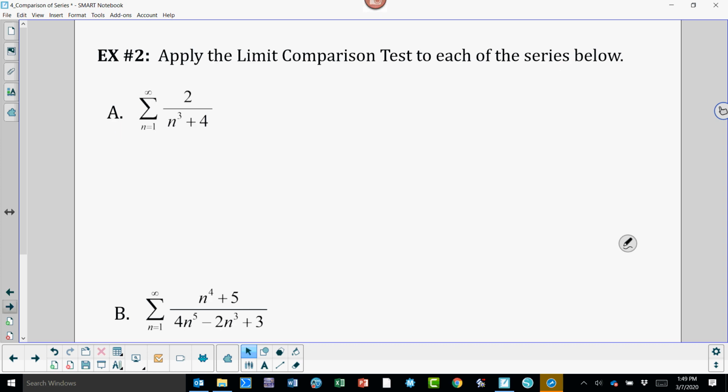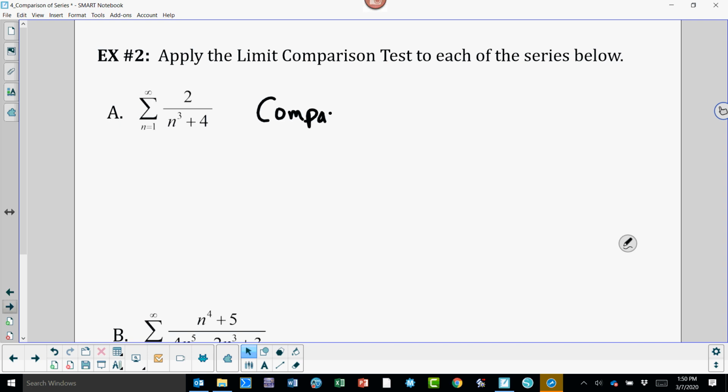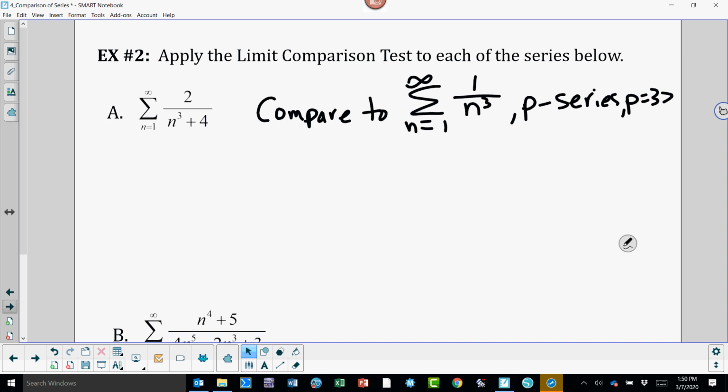So let's do that. You're going to see this takes up way less room. I still have to say what the comparison series does, that it converges or diverges, and then I just take this limit. If it's finite and positive, they both do the same thing. So this is again one I am going to compare to the sum from n equals 1 to infinity of 1 over n cubed. Ignore all the numbers and everything and just pick that power. We know that this is a P series where P equals 3, which is greater than 1, thus converges. So my comparison series converges. That's step 1. Again, comparison.